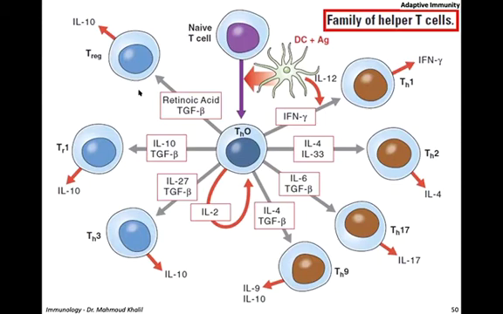And as I said, one of the important cells is the Treg, because Treg works as a regulatory cell to control the overwhelming of the immune system.